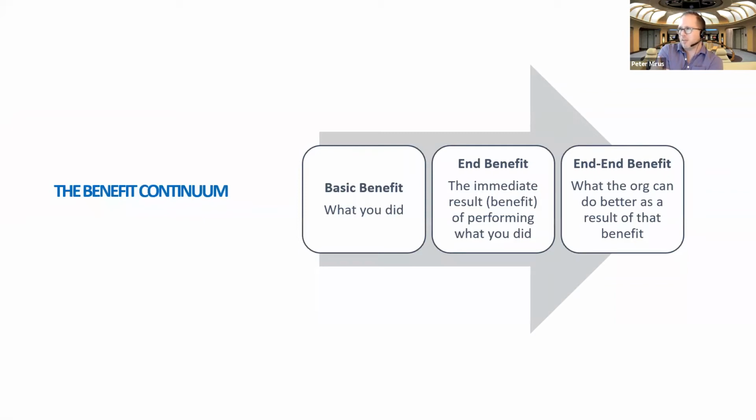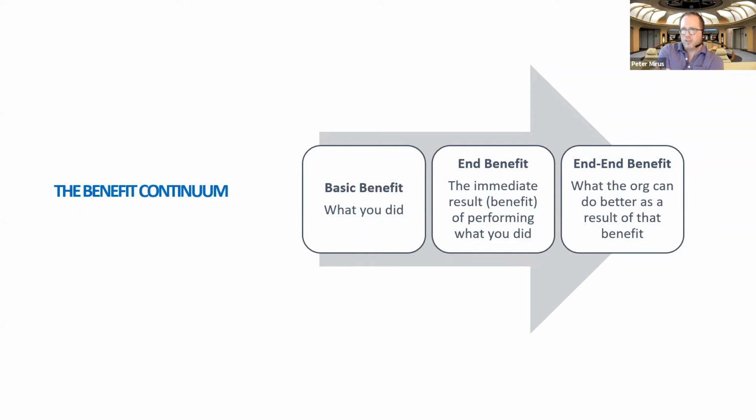But in terms of thinking about a technology project, you want to think about a basic benefit, an end benefit, and what's sometimes called an ultimate or end-to-end benefit. So it's basically what you did, you implemented the technology, and then what was the immediate result of performing what you did? So what did the technology allow its users to do better or differently? And then from that point, what the organization can do better as a result of that benefit.